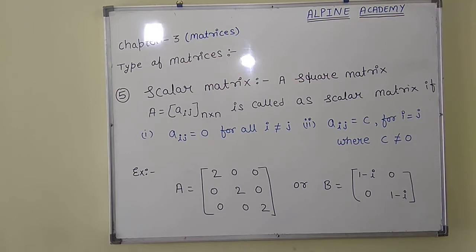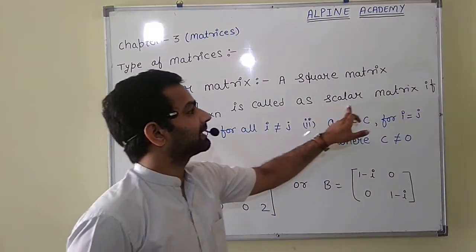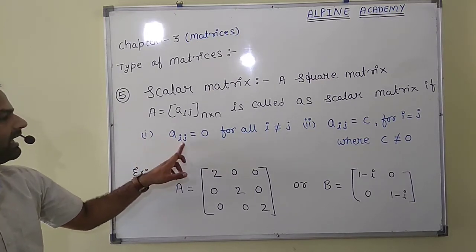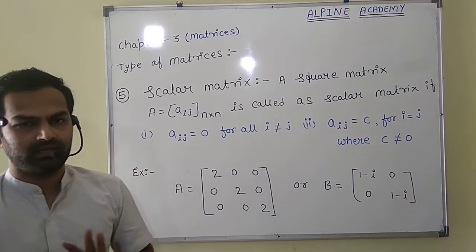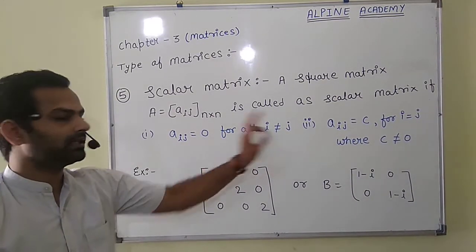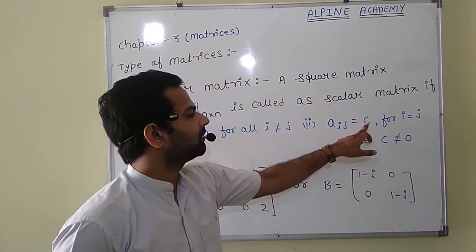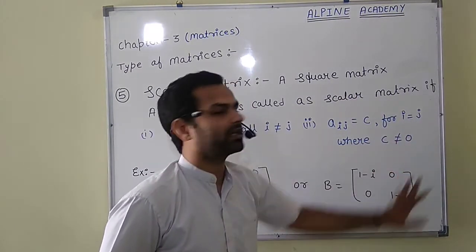Why n cross n? Because we are talking about the square matrix, and we know that in a square matrix the number of rows and number of columns are equal. That's why it is written here n cross n. So any square matrix is called a scalar matrix if it satisfies two conditions. First condition is Aij is equal to 0 for all values of i not equal to j. If i is not equal to j, then the value of the element must be 0. And the second condition is Aij is equal to any constant c for i equal to j, where c is not equal to 0.